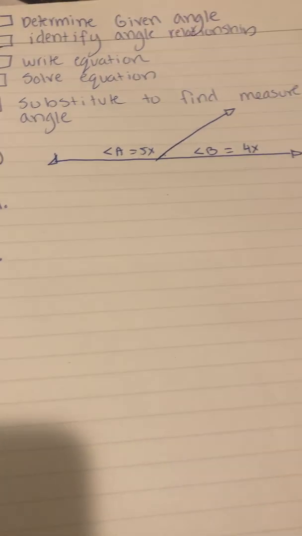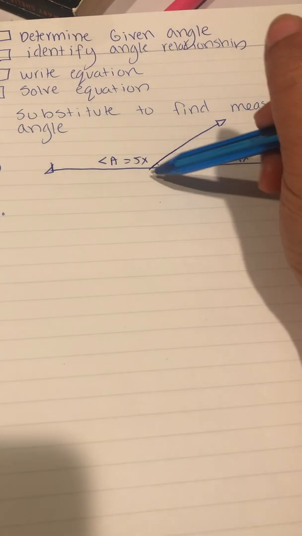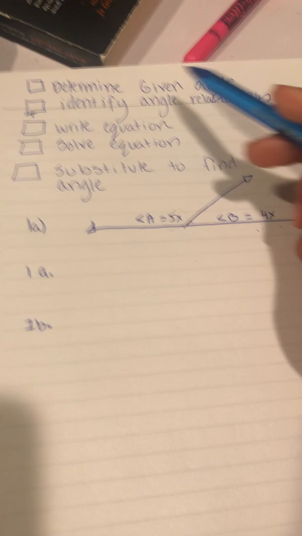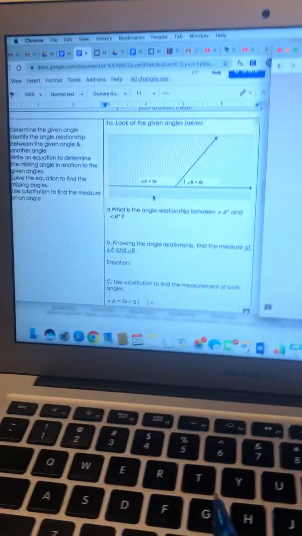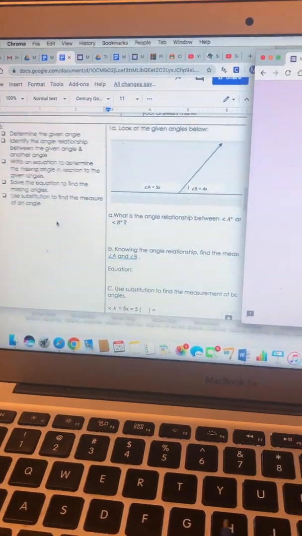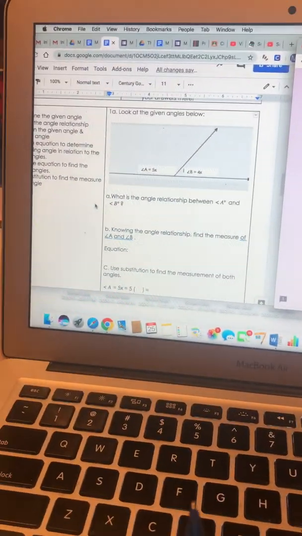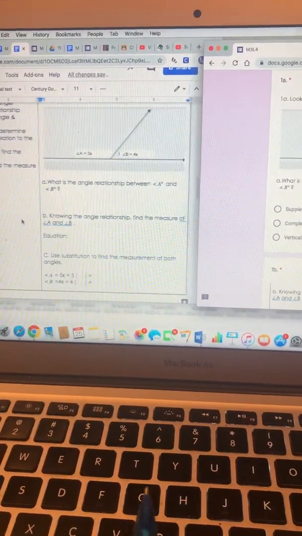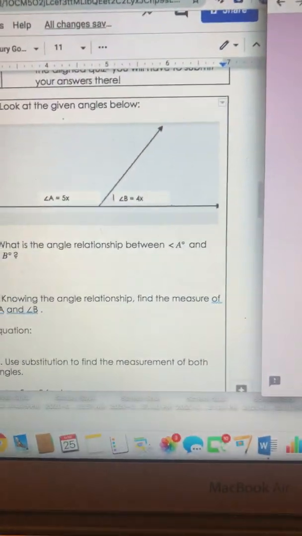Now it doesn't even give you any numbers in terms of degrees or measurements. It's just giving you 5x and 4x, and the goal is to find out what is the measure of both angle A and angle B. So if you look up, you have the CFS on the side. Make sure to use it, especially during independent practice, because it's going to help you with the steps that you need to take. Now we're going to go ahead and get started.